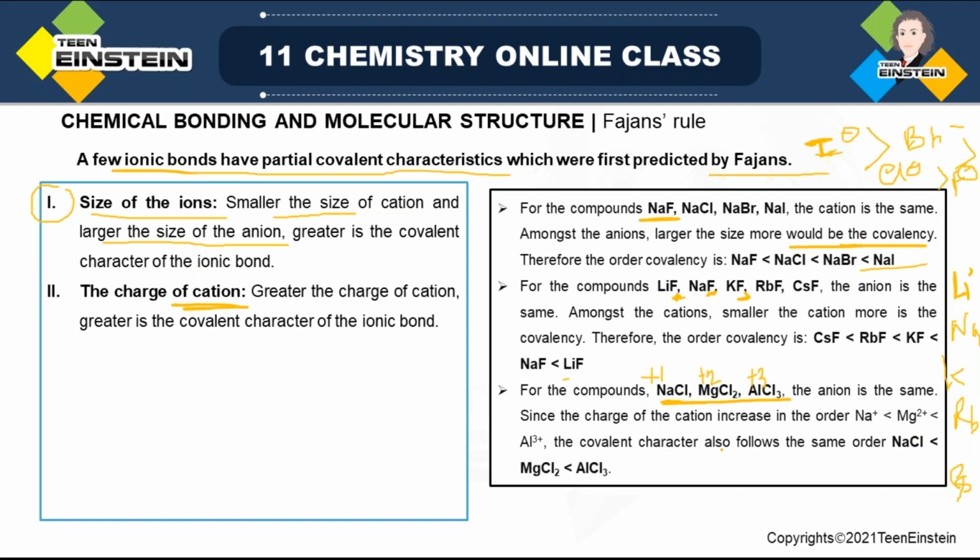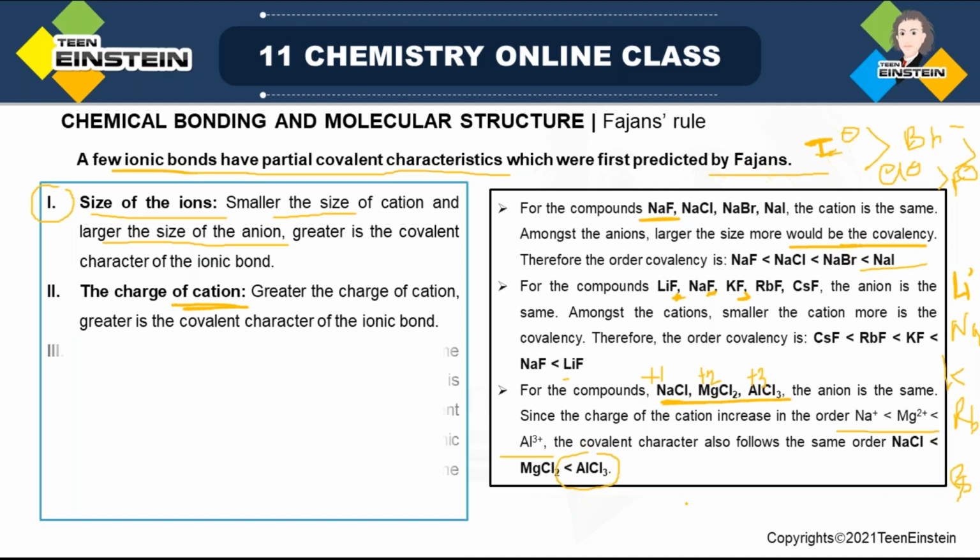But since the charge of the cation increases in this order, Na+, then Mg2+, then Al3+, that is the reason. Now covalent character will also follow the same order. So maximum covalent character you can expect in AlCl3, because in this case the cation has the maximum charge, which is +3, right?